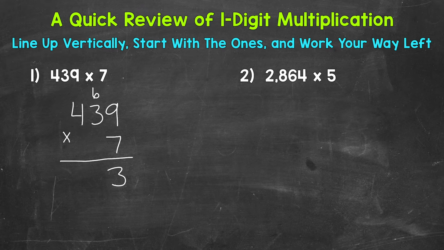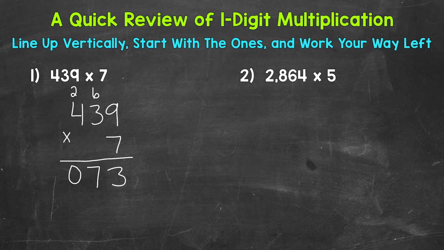And then we work our way left. So next would be the tens place. So we have a 3 in the tens place. 7 times 3 is 21. And then we add that carried 6. So 21 plus 6 is 27. Let's put our 7 and carry the 2. And then we have the hundreds place. So a 4 is in the hundreds place. 7 times 4 is 28. Plus 2 is 30. So we can put our 0.